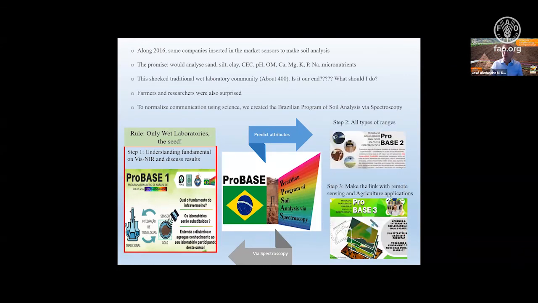And the program also has a lot of steps. On the second step, we started to show all sensors, but now other people started to come and see, like scientists, pedologists, geographers, geologists. And on the third step, we put agriculture inside to put in practice. And on this stage, farmers, consultants, people from marketing started to participate. So now the ProBase is a community that talks from soil analysis to image interpretation and agriculture.